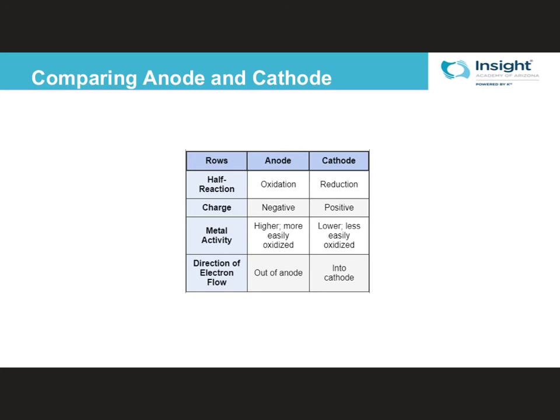The only thing on this list that will change when we talk about electrolytic cells is this middle one, the metal activity. This is written so that you'll get spontaneous reactions. But the direction of your electron flow is still going to be out of the anode into the cathode.